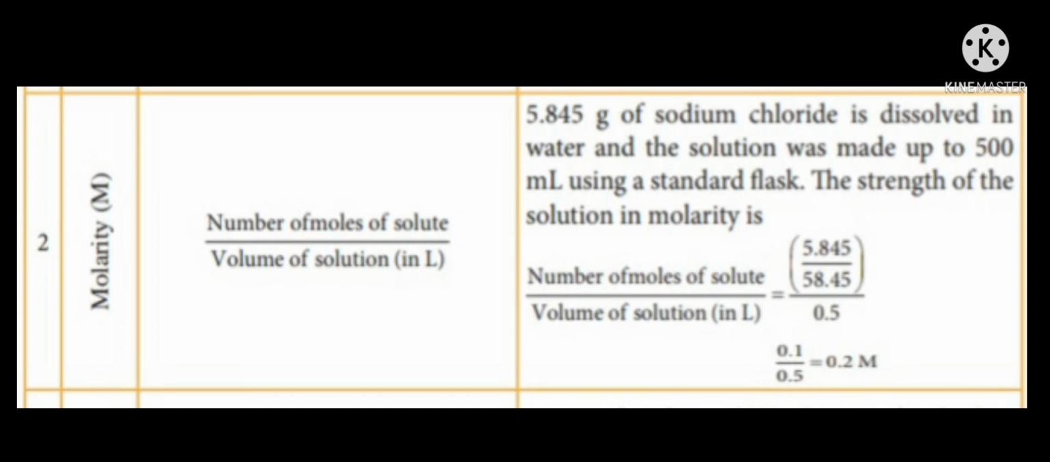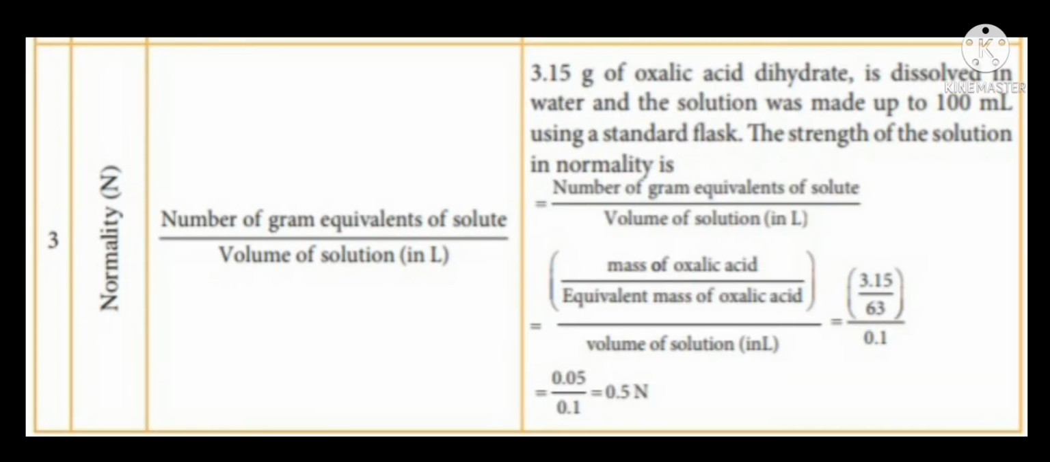Here 5.845 is the mass of sodium chloride, where 58.45 is the molecular mass of sodium chloride, where 0.5 is the volume of solution in liter. After simplification, we will get 0.1 divided by 0.5, which is equal to 0.2 m. The m represents molarity. Next one, normality.